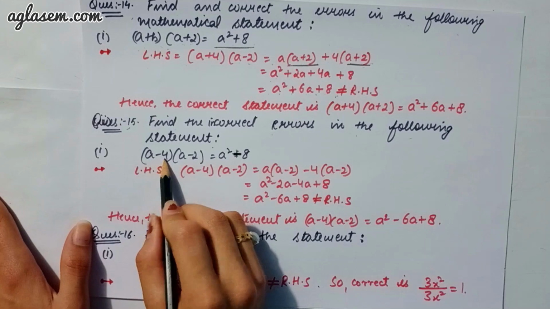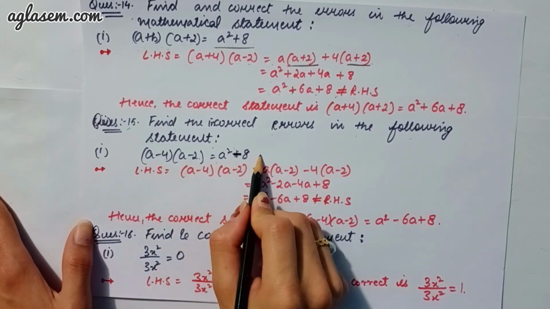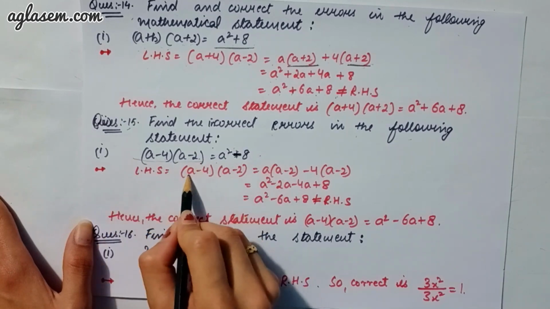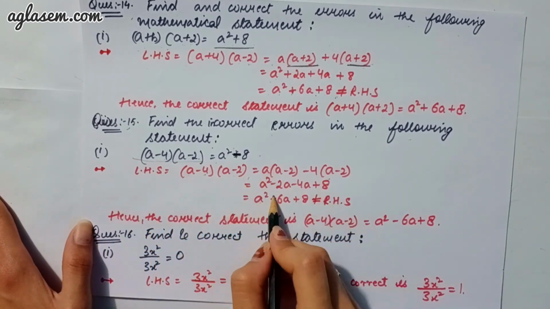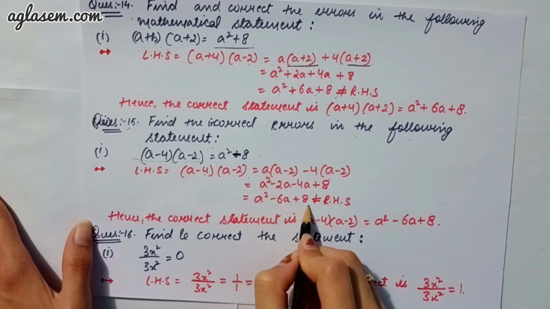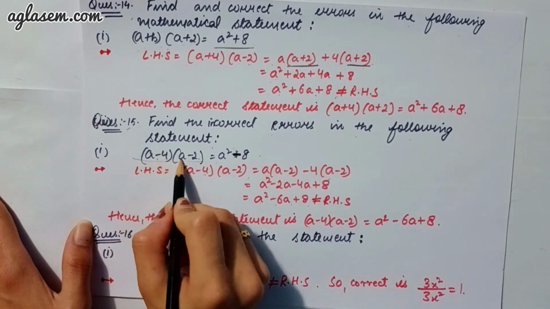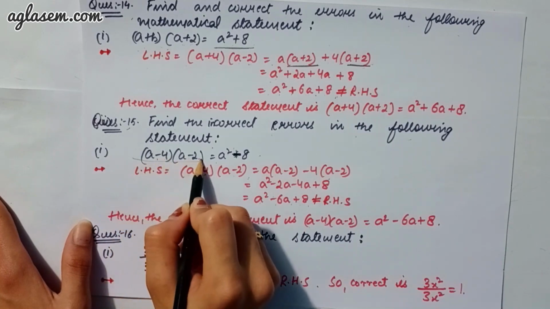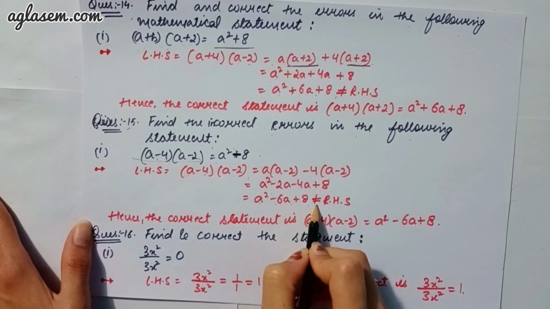Moving to our 15th question, which says find the incorrect errors in the following statement: (a − 4)(a − 2) = a² − 8. Is it so? Taking again LHS, which is (a − 4)(a − 2), and solving this, we will get a² − 6a + 8. So the correct statement is (a − 4)(a − 2), that is LHS, is equal to a² − 6a + 8.